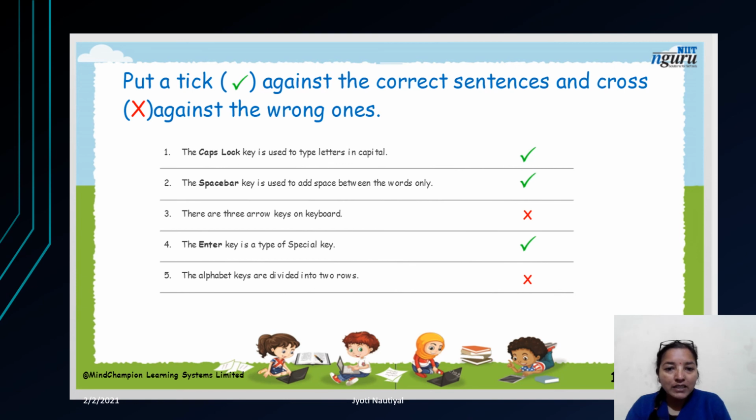Then the enter key is a type of special key. That's correct. Enter key is definitely a special key, class. Then fifth one, the alphabet keys are divided into 2 rows. That is wrong. Alphabet keys are divided into 3 rows: top, middle and bottom.